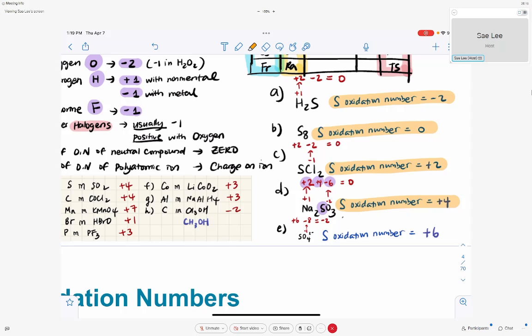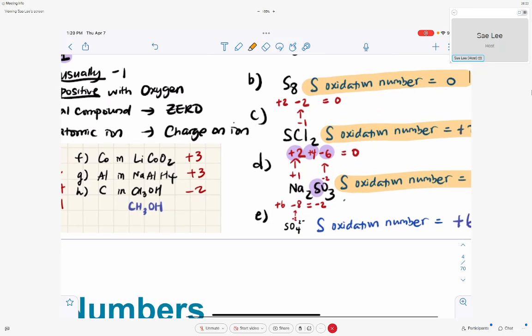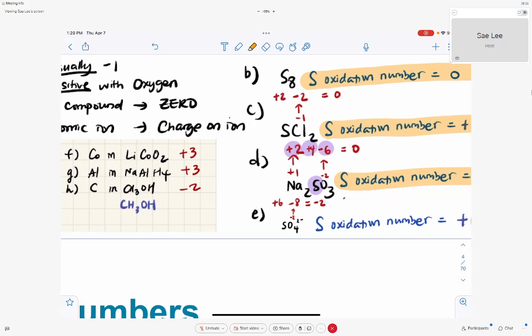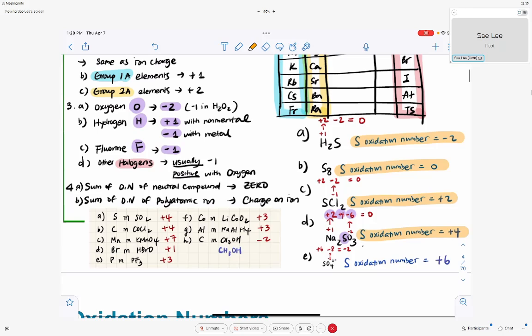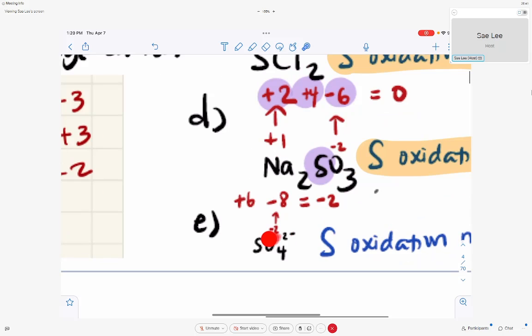For the last compound, sulfate. According to the third rule, we know that oxygen has oxidation number of -2. Since we have 4 of the oxygen atoms, the oxidation number for this O4 is going to be -8.